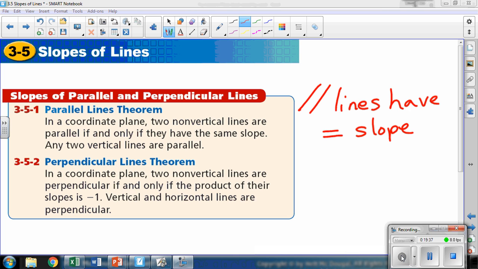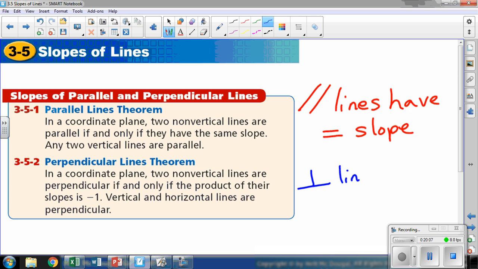So if you have two lines and one of them has a slope of 3, and the other one has a slope of 3, that tells us that they're going to be parallel lines. As long as they're two different lines, we've got parallel. Perpendicular, it says that the products of their slopes are -1. Oh, this one would say perpendicular lines have opposite reciprocal slopes.